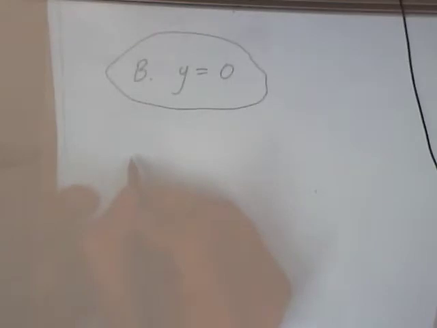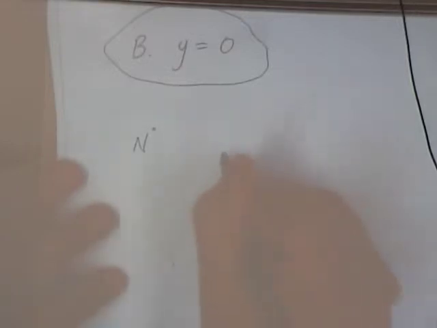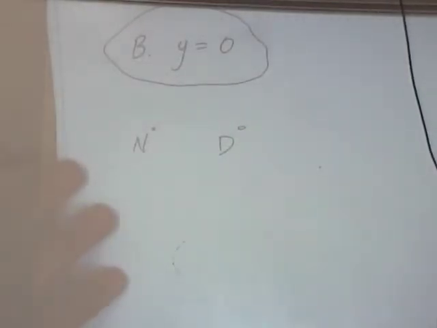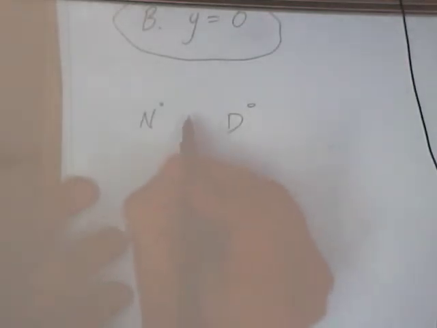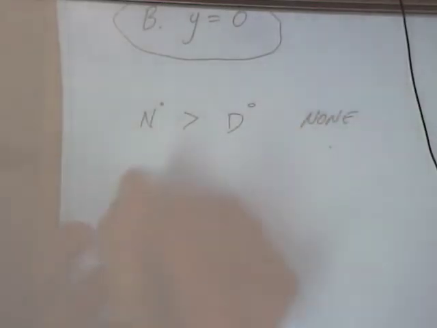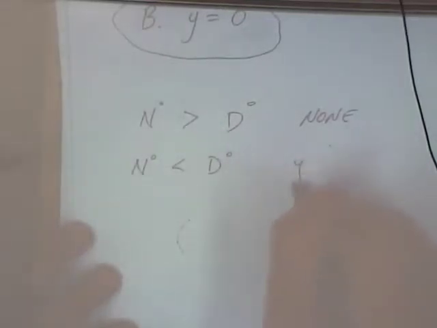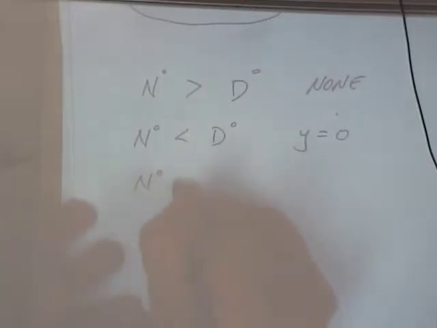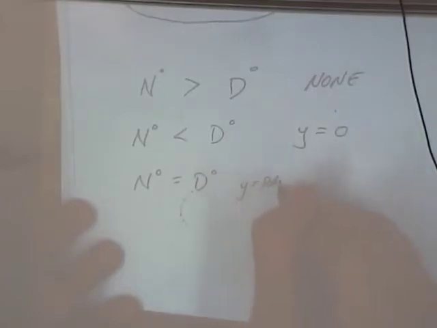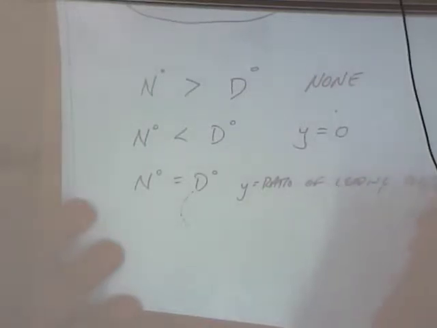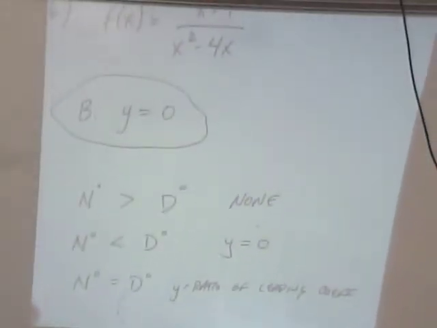So let's look at, we'll let this be known as the degree of the numerator, and this be known as the degree of the denominator. How's that? Okay, so if the degree of the numerator is bigger, then it's none. If the degree on top is less than the degree of the denominator, y equals 0. And if the degree of the numerator is equal to the degree of the denominator, it's the ratio, y equals the ratio of leading coefficients. If it's none, then there's an oblique. Yep.